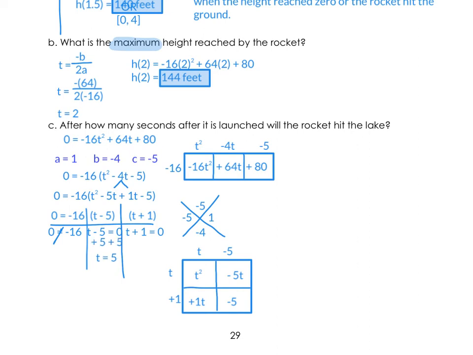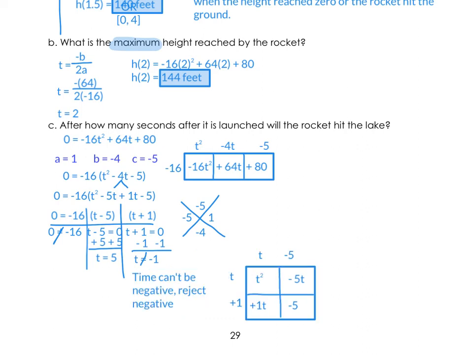And the next one, t plus 1, I'm going to subtract 1 from both sides, and I get t equals negative 1. Well, I have to reject this one too, and I'm going to write underneath it the reason, because time can't be negative, so I'm rejecting this negative. But it's not just because it was a negative, it's because of the context of the question, it said the time value, time can't be negative. So my final answer is 5 seconds.